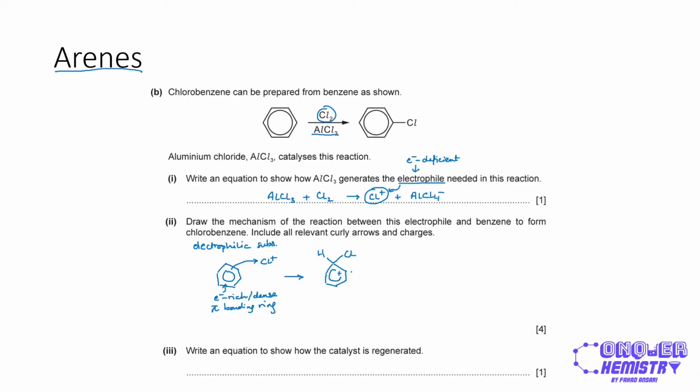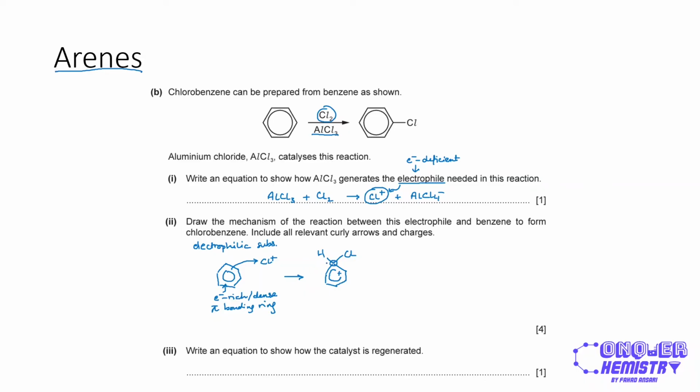So the pi bonding system is broken up. It no longer has 6 carbon atoms, but 5 now. It does not include this carbon atom, which is bonded to the electrophile and the hydrogen. So the positive charge of the electrophile gets distributed throughout the delocalized pi bonding ring.